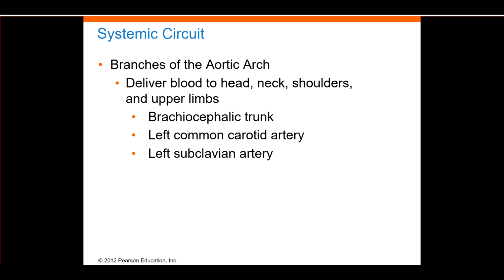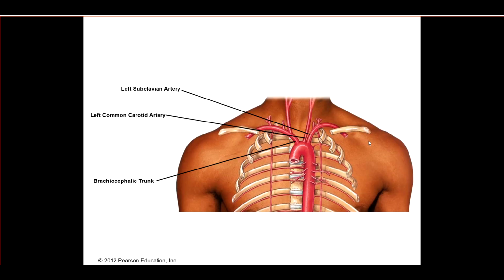Okay, so those are the three branches that I'd like you to know. And again, just know as a general rule, these three branches are bringing blood to the head. That would include the brain, the neck, the shoulders, and then again, both upper limbs. A nice simple picture.